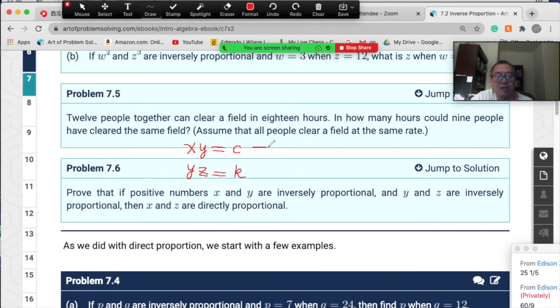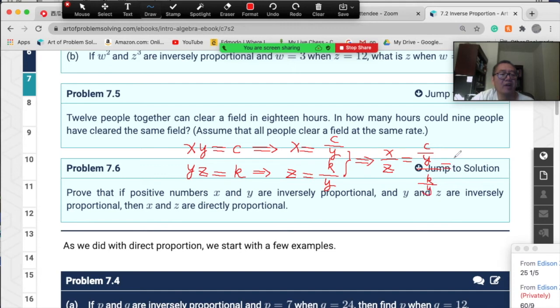So now let's solve x from this equation. We get x equals c over y. We can solve z from this equation. We get z equals k over y. Now from these two, let's find what is the relationship between x and z. So we can do x over z. This equals c over y divided by k over y.